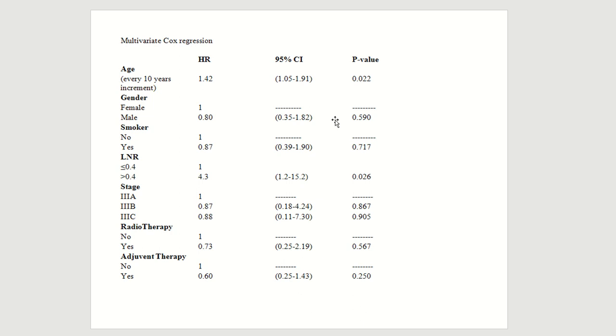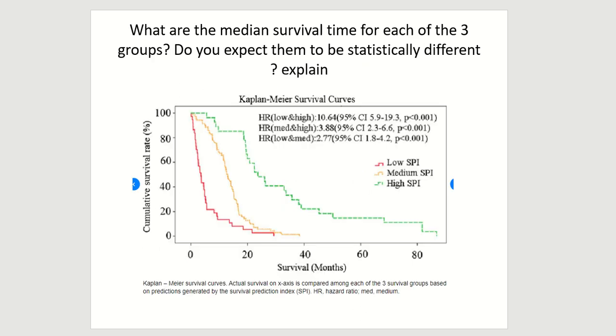And you can look at all the confidence intervals and try to figure out which one is statistically significant and whether it matches the p-value. Over here, this is an example that I can probably use for an assignment. In this, I'm asking what is the median survival time for each of the three groups? Do you expect them to be statistically different, and explain? So we'll leave that.